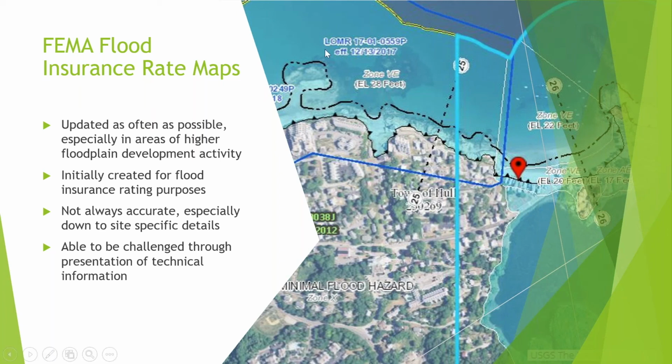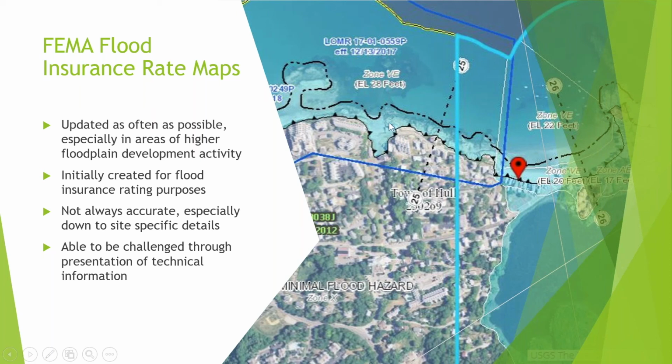Hopefully you can see my little arrow as I move it on the screen. For example, in this map here, this area out here is a VE zone. That means a velocity zone for which an elevation has been determined. In this case, the elevation is 28 feet above sea level, which means that in that 1% chance flood, otherwise known as the 100-year flood, the water level can be expected to be as high as 28 feet above sea level.